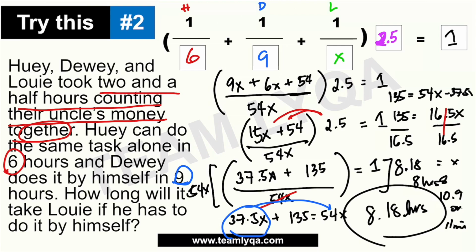Okay? But again, what's important is the process. Huwag kayong matatakot kahit, ayan, tatlo na silang nandyan. Ang importante is that you take it one step at a time. Find the LCD, distribute, cancel, solve, cancel ulit, and then you get to the correct answer. Okay? 8.18 hours. I hope you got this correctly. If you didn't, that's okay.